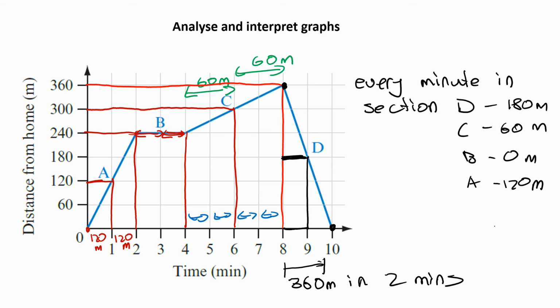So you can see that we've been able to analyze and interpret this graph to show that in section A, we're traveling 120 meters every minute. So it's reasonably fast. Then we take a rest and take a break in section B, and then we're not moving. Section C, we're slowing down. We're maybe walking a little bit, walking fast, but not too fast. And section D, we're sprinting all the way home. So that's how we can interpret this graph.